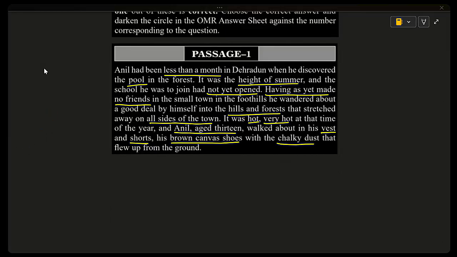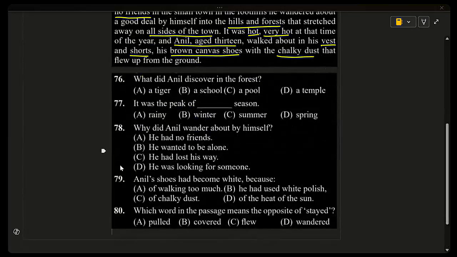We'll take all questions at the same time. Yes, 76th one. What did Anil discover in the forest? It's clearly mentioned that he discovered a pool. Pool means he has a water source, a water pool. It was a peak of dry season, summer season, very clearly mentioned in the passage.